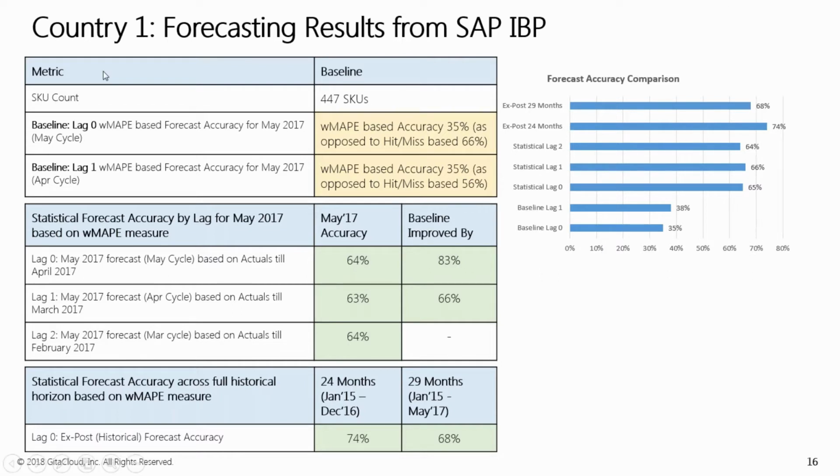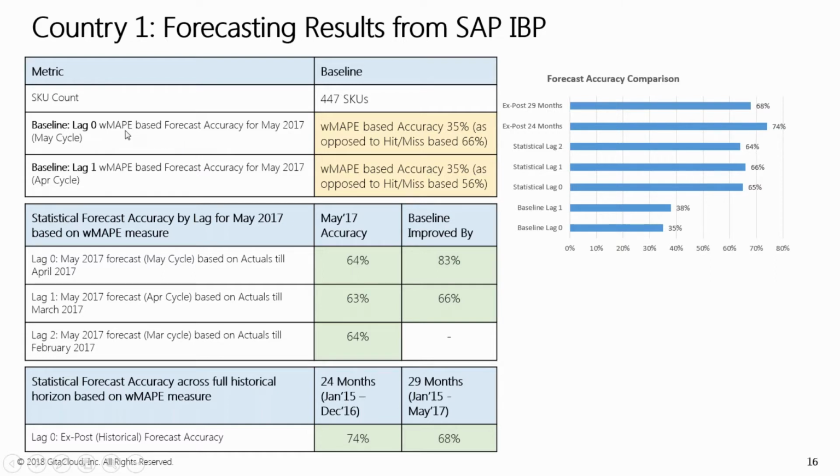So we present the results for country 1. We used a total of 447 SKUs for this country. Based on the hit and miss approach, using Dabur's approach, the forecast accuracy we found, based on the way they were using hit and miss that I described, is 66%. This is for the baseline numbers that I'm presenting.